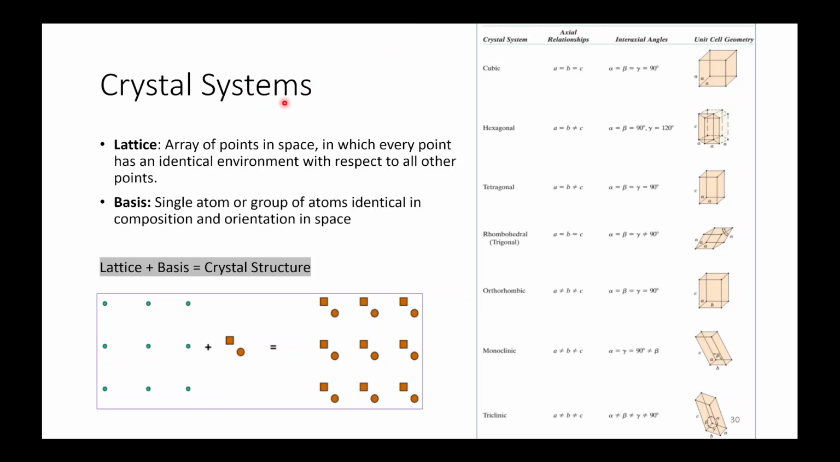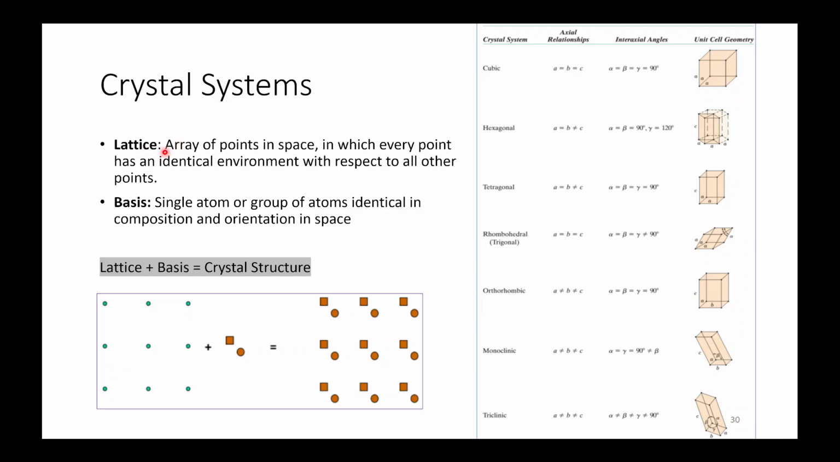Now, for the crystal system, we need to understand two definitions. First is lattice and basis. So, lattice is in space. When we put some bases, meaning some atoms, in it, that will form our crystal structure. So, lattice is just a mathematical entity.